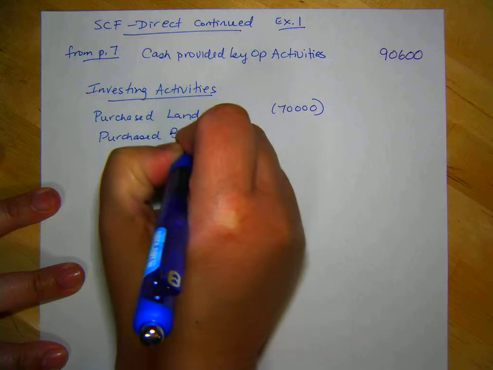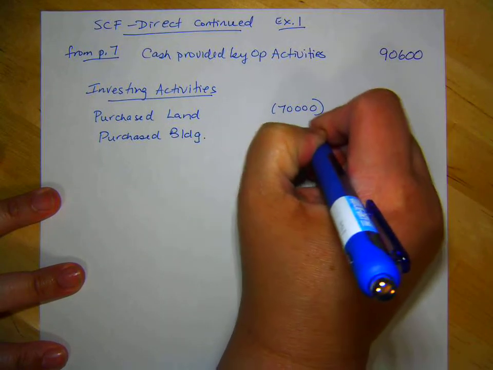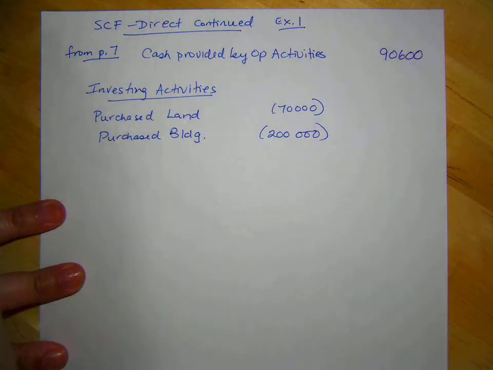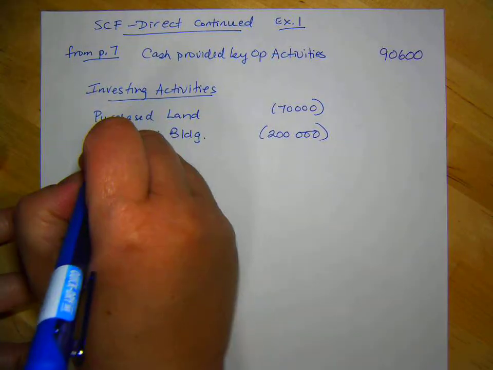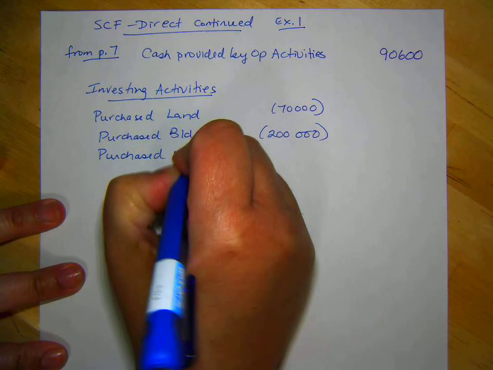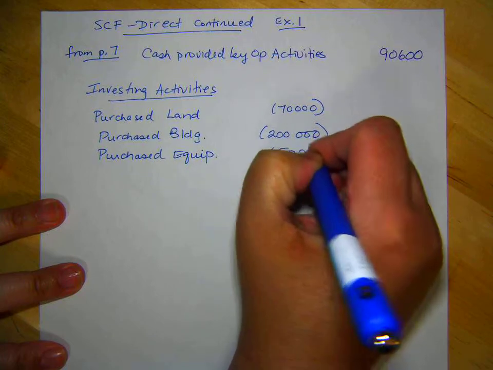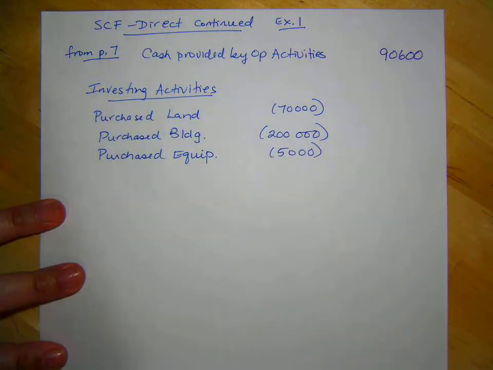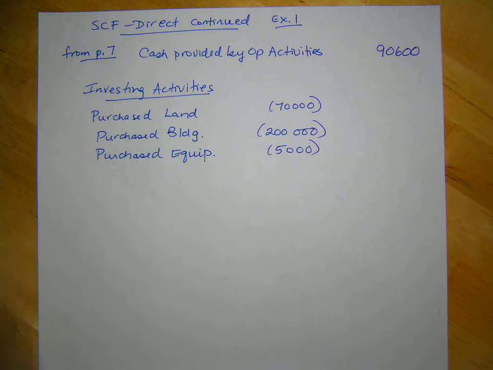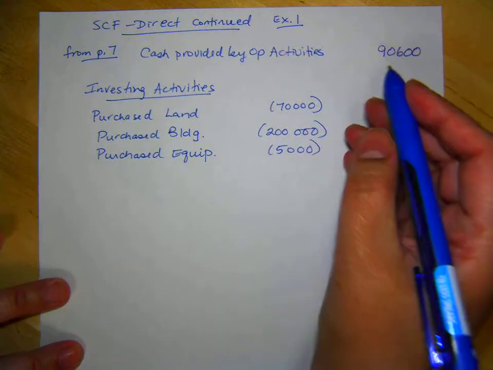Purchased the building for $200,000 and check it off. And purchased equipment for $5,000. Now, that's all the purchases we have and everything we have from the section. So we can just total that up.